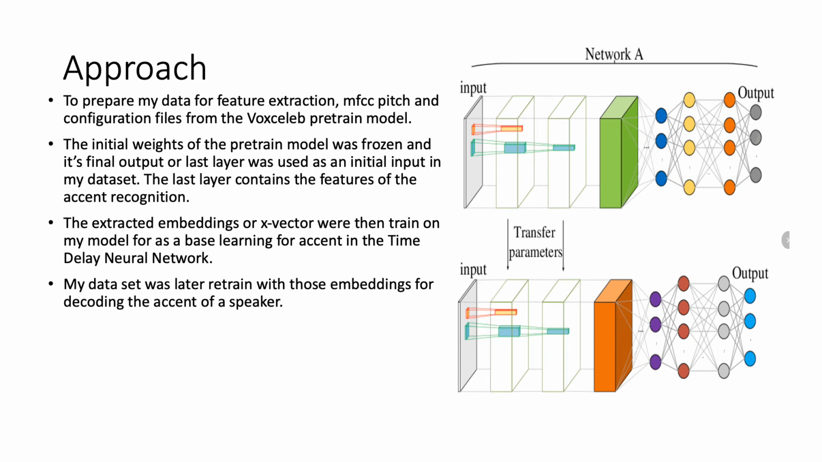So my approach in solving this problem of transfer learning and accent recognition is first preparing my data by using feature extraction, the MFCC and pitch, and also the configuration files from the VoxCeleb pre-trained model. The initial weights of the pre-trained model were frozen and its final output, the TDNN layer, was used as an initial input in my dataset to learn those embeddings that were extracted. The last layer contains the features of the accent recognition.